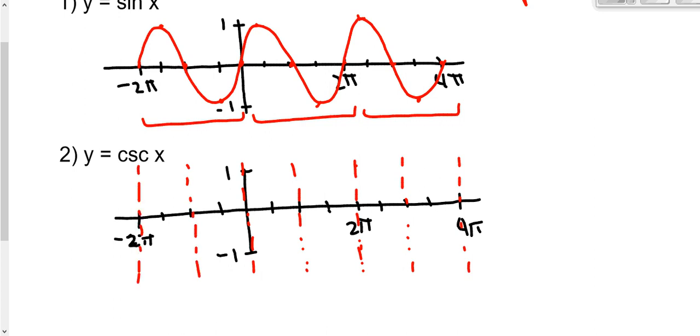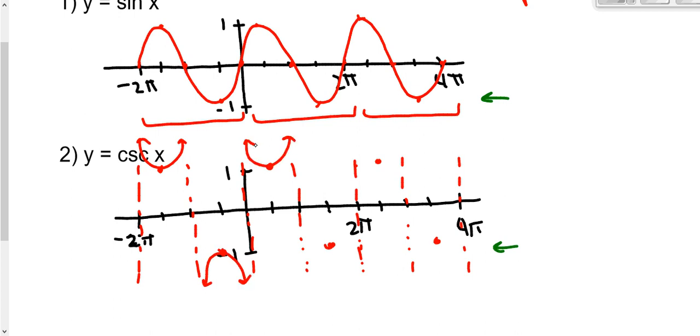Everywhere the sine graph was at a height of 1, the cosecant graph is also at a height of 1. So we have here, and here, and here. Everywhere the sine graph was at a height of negative 1, the cosecant graph is also at a height of negative 1. So that would be here, and here, and here. Then remember, we have U-shaped curves going up, alternating with U-shaped curves going down.